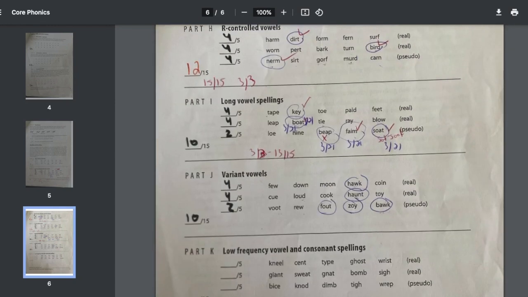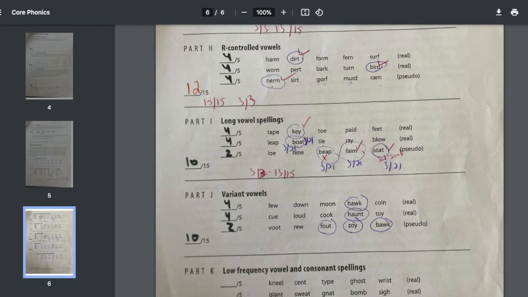And then we get into the long vowel spellings, and she fell within the intensive range, not only for long vowel spellings, but for variant vowels. So I know right away this is going to be her starting point. Her instructional focus is going to be long vowel spellings because she did fall within that intensive range, and there's a lot of patterns that she has not been exposed to yet, or she has just not mastered those skills. We want to make sure we close those gaps with those patterns.